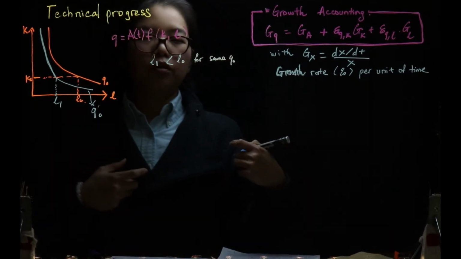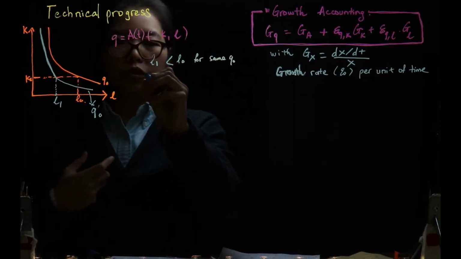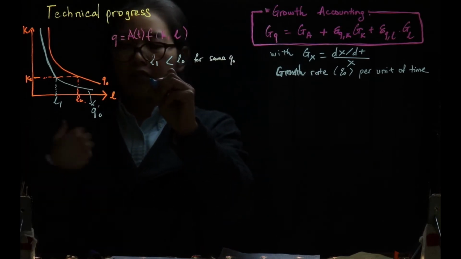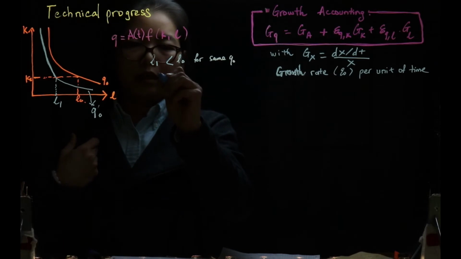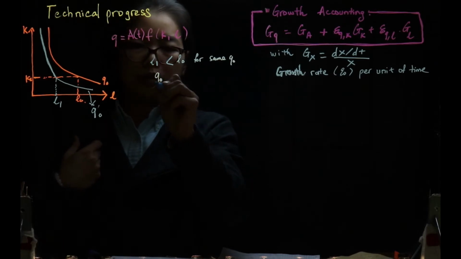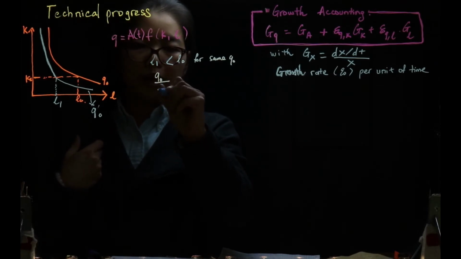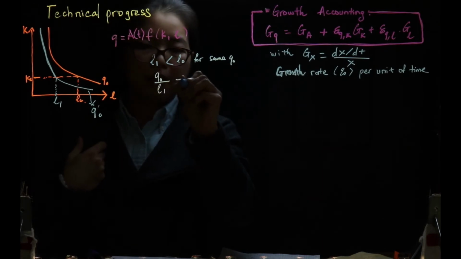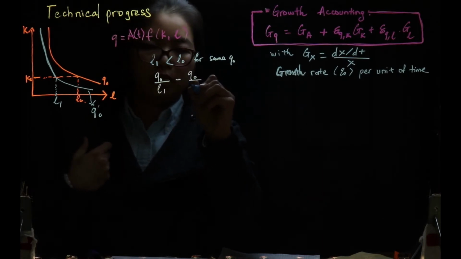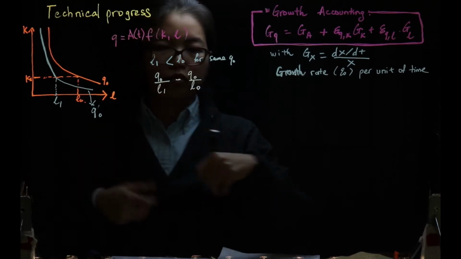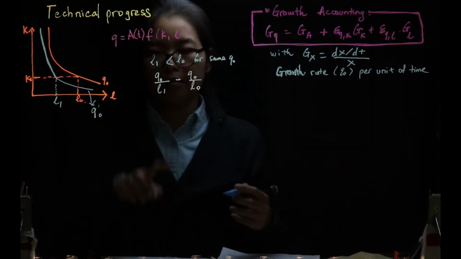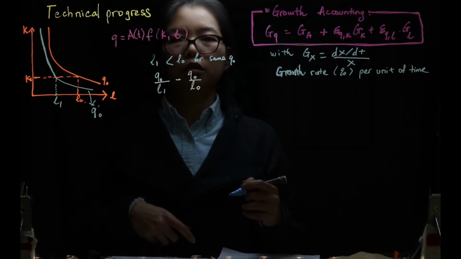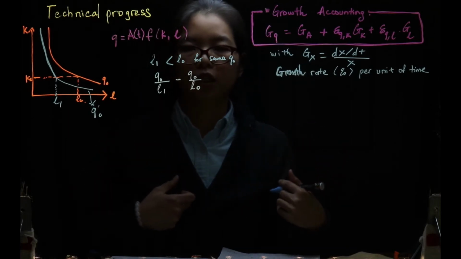So here you could easily come to the conclusion about the impact of technical progress. Let's take the output divided by L1 minus the output divided by L0, right? Output stays the same. Labor decreases, so average productivity increases.